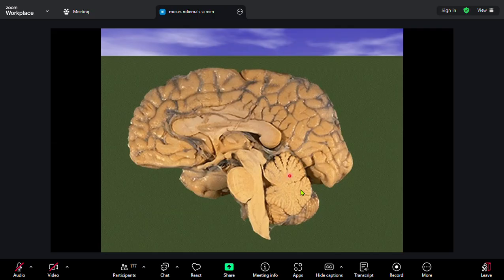The derivatives of the rhombencephalon will include this part here, which is the myelencephalon, the medulla oblongata, and the pons. The metencephalon, at the roof, gives rise to the cerebellum. And this is what we have here as the cerebellum, or little brain.